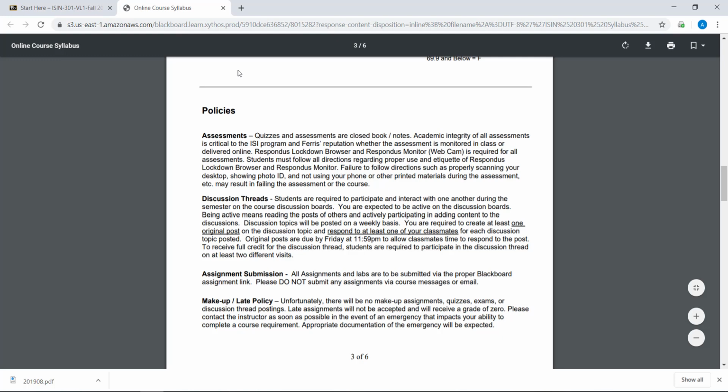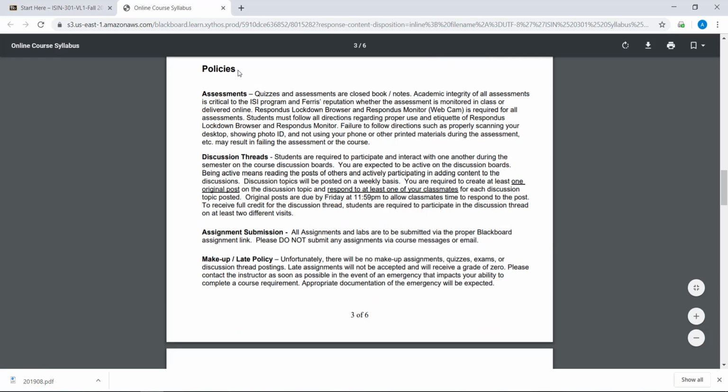For each discussion thread, you're required to complete at least one original post, which is due by Friday, and then respond to at least one of your classmates. To receive full credit for the discussion thread, you need to participate in this discussion on at least 2 different days. Please submit all assignments in Blackboard rather than sending them via messages or email.